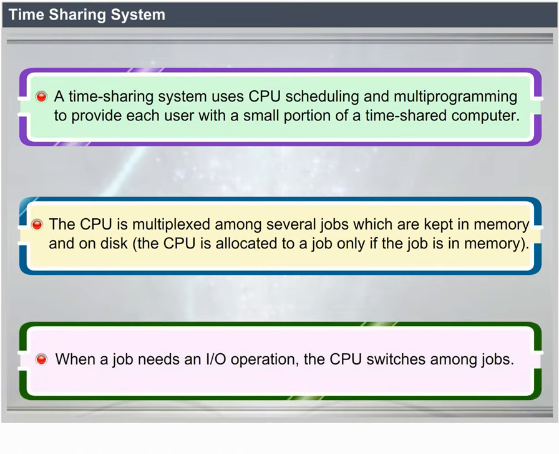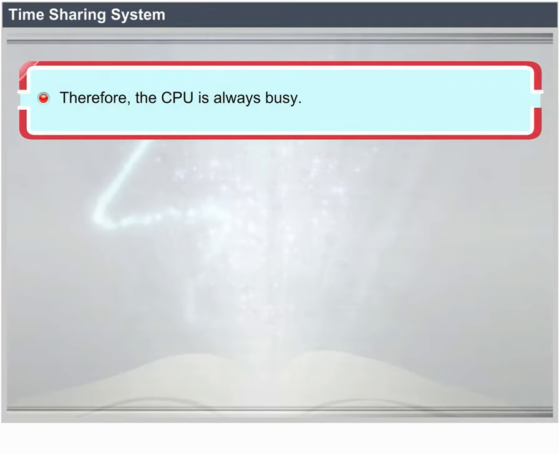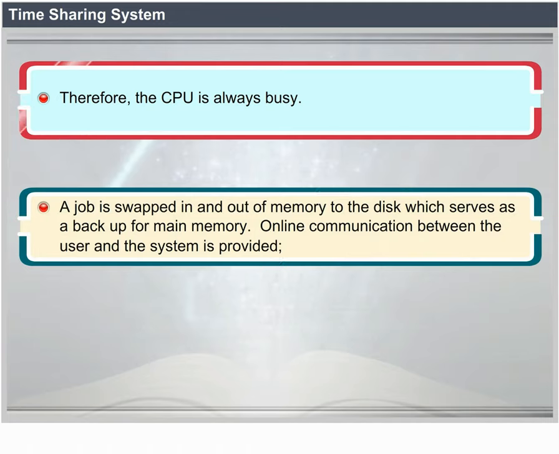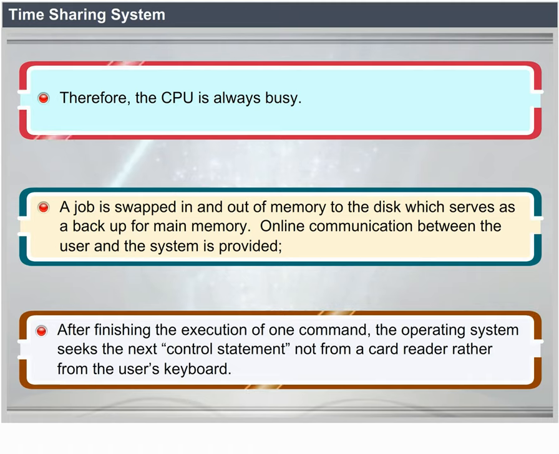A job is swapped in and out of memory to the disk, which serves as a backup for main memory. Online communication between the user and the system is provided. When the operating system finishes the execution of one command, it seeks the next control statement not from a card reader, but rather from the user's keyboard. An online system must be available for users to access data and code.